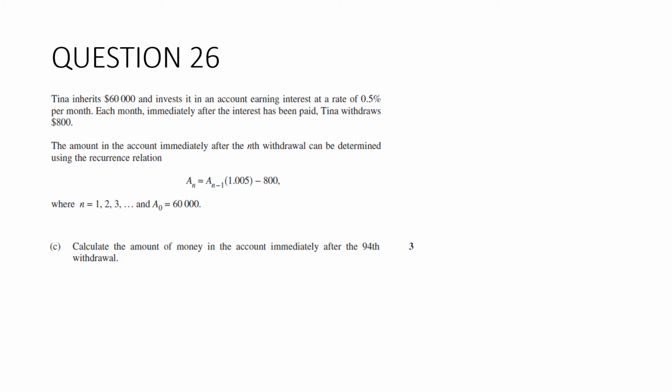Question 26. Calculate the amount of money in the account immediately after the 94th withdrawal. So we want A94, and we're going to use this to get there. I'm going to need a bit more space though. Right, so we want A94. So I'm going to start off with A94 is equal to A93 multiplied by 1.005, take away 800.